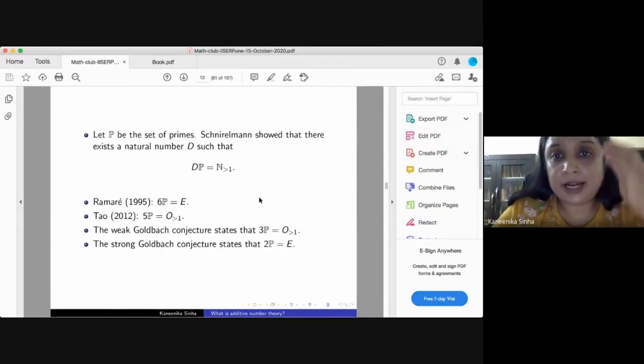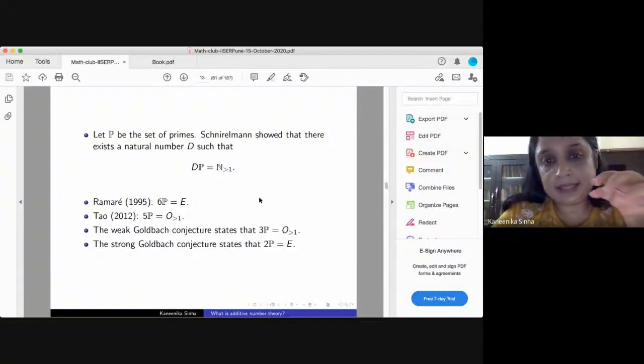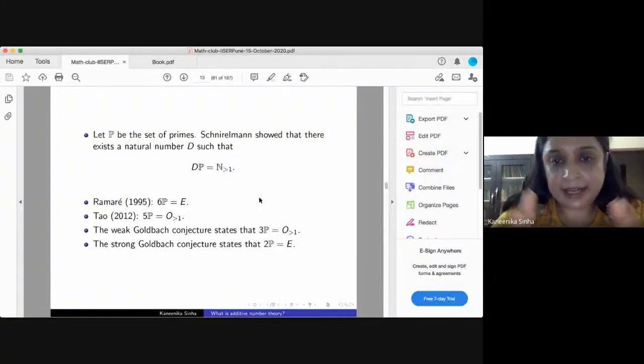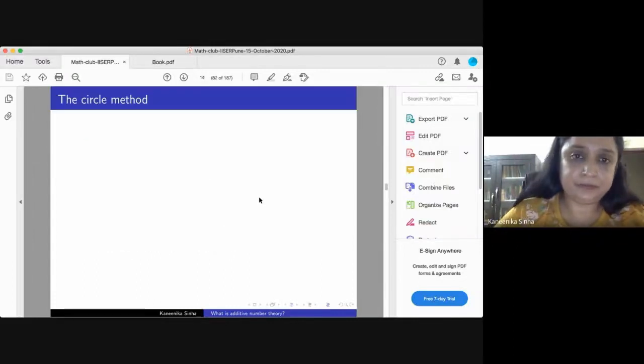So thanks to Schnirelmann, we have a very nice way of stating additive problems. And in fact, you take any additive problem of your choice, you will be able to write it in this language of sets. Now, what is the circle method? The circle method is a technique to solve additive problems.